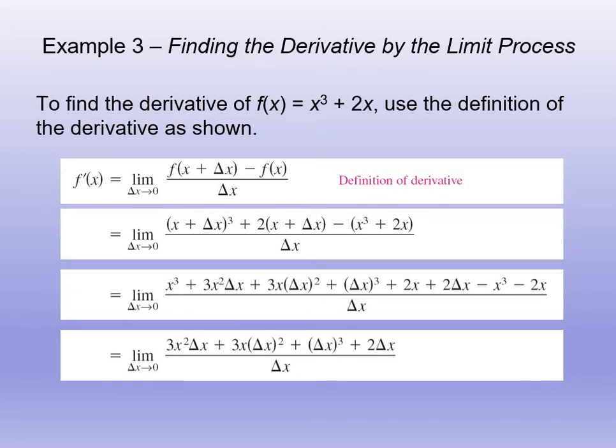But if we look at this function, can we take the limit right now with direct substitution? No, because as delta x goes to 0, if we substitute that in, we're at division by 0. So what we need to do is still factor out. Okay, so what's common amongst the entire numerator? You should say delta x. So factor out a delta x out of the numerator.